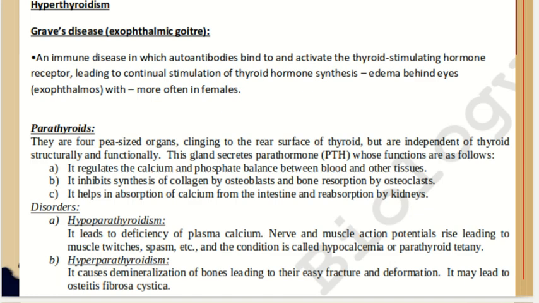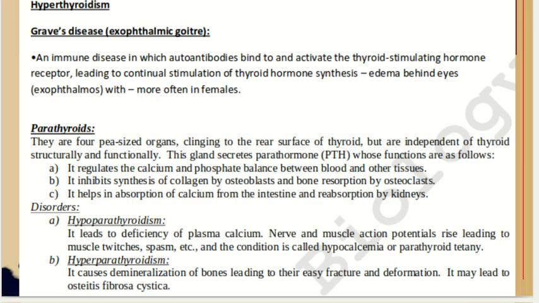The disorders of these are hypoparathyroidism. It leads to deficiency of plasma calcium. Nerve and muscle action potentials rise, leading to muscle twitching, spasm, etc. And the condition is called hypocalcemia or parathyroid tetany.